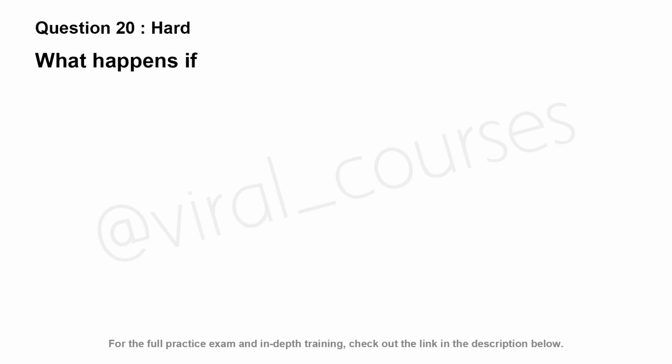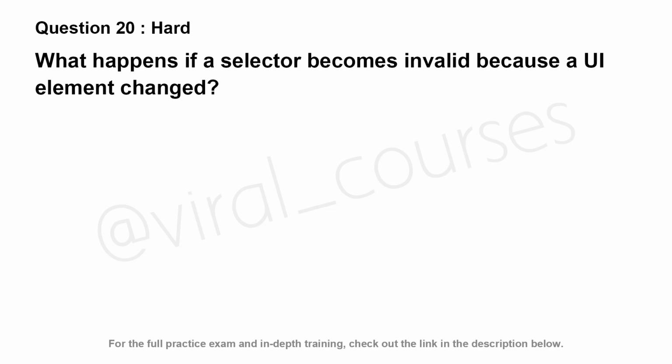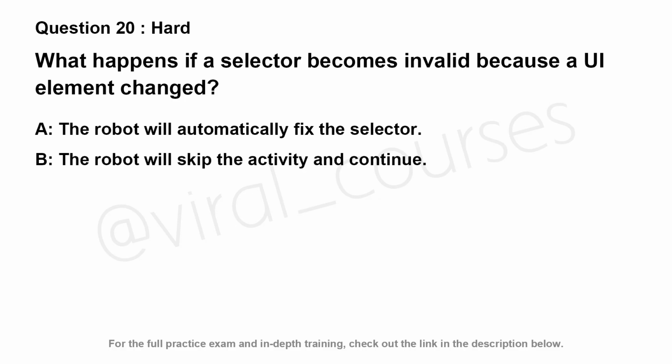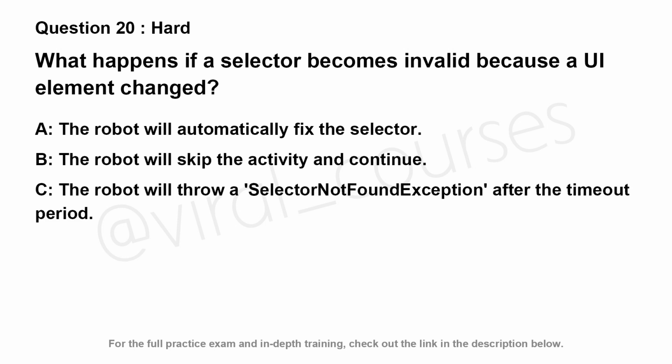What happens if a selector becomes invalid because a UI element changed? Option A. The robot will automatically fix the selector. Option B. The robot will skip the activity and continue. Option C. The robot will throw a selector not found exception after the timeout period. Option D. The robot will restart the computer.